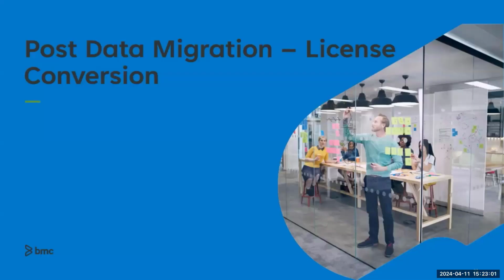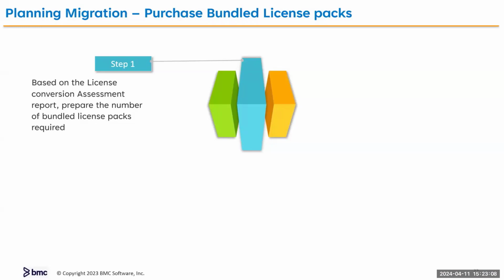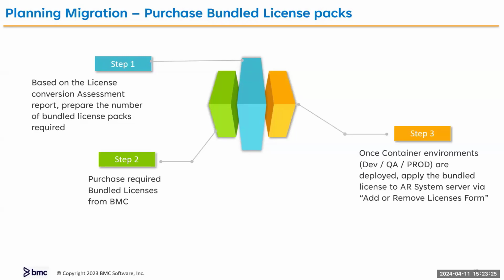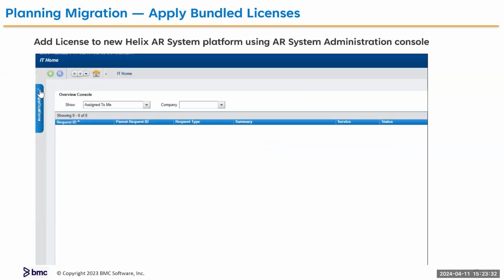So let's move on to the next section, post-data migration license conversion. Having completed the license conversion assessment, you now have an understanding of the number of bundled licenses needed. You can procure these bundled licenses from BMC after deploying platform applications on your container environment, and then proceed to apply the bundled license to the ER system server using the add remove license form. Before starting this step, ensure that you have migrated customized objects to the new system, reconciled them properly, and completed data migration.